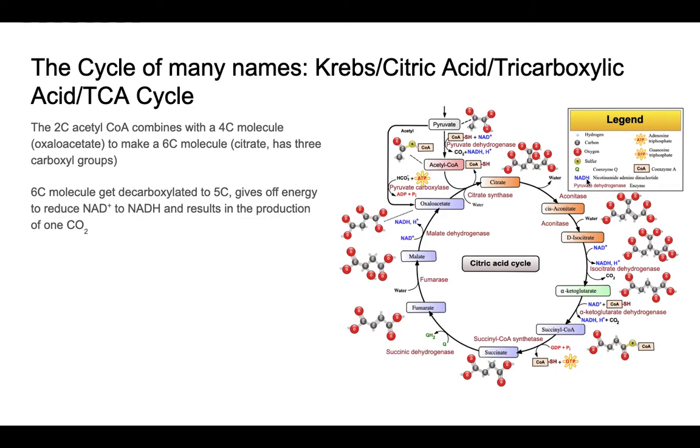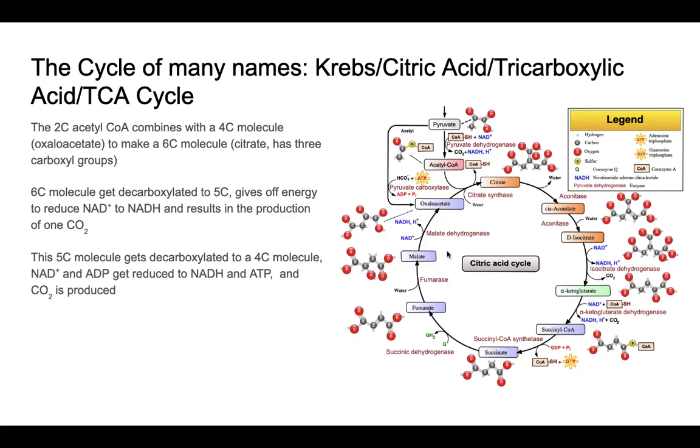Next, the 6-carbon molecule gets decarboxylated to a 5-carbon molecule, and with the energy from that decarboxylation we can reduce an NAD+ and get an NADH, and then the carbon that is given off becomes carbon dioxide with oxygen. You can see that down here. Next, our 5-carbon molecule becomes again decarboxylated to become a 4-carbon molecule, and again NAD+ is reduced to NADH, but additionally ADP gets reduced to ATP. So we get an ATP out of this as well, and the carbon is given off as carbon dioxide.